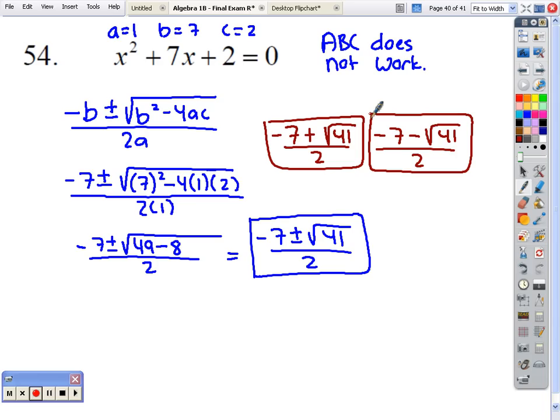In problems where you do know the square root, let's say it was the square root of 49, which is 7, you would simplify it and have to work it out to get the simplified solution. I believe on the next one it actually does that. Okay, so let's do the last one on this video, number 55.